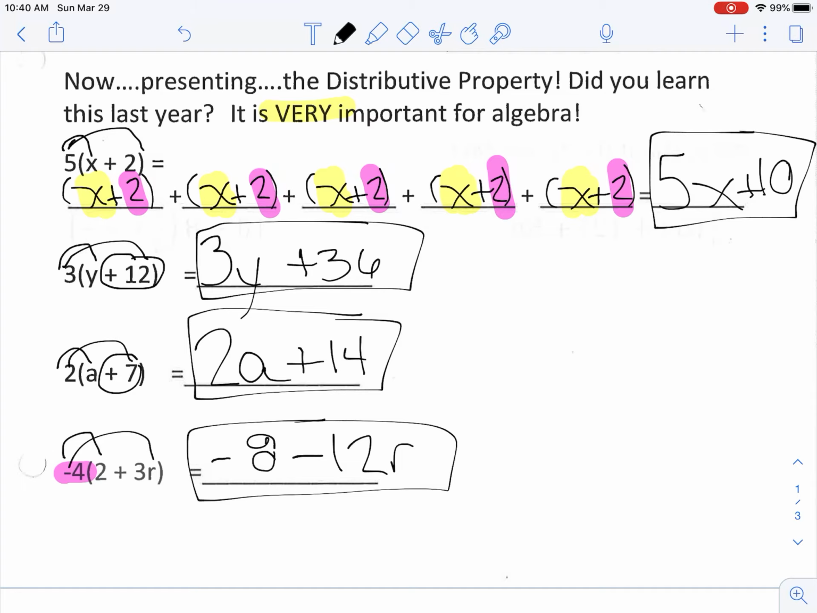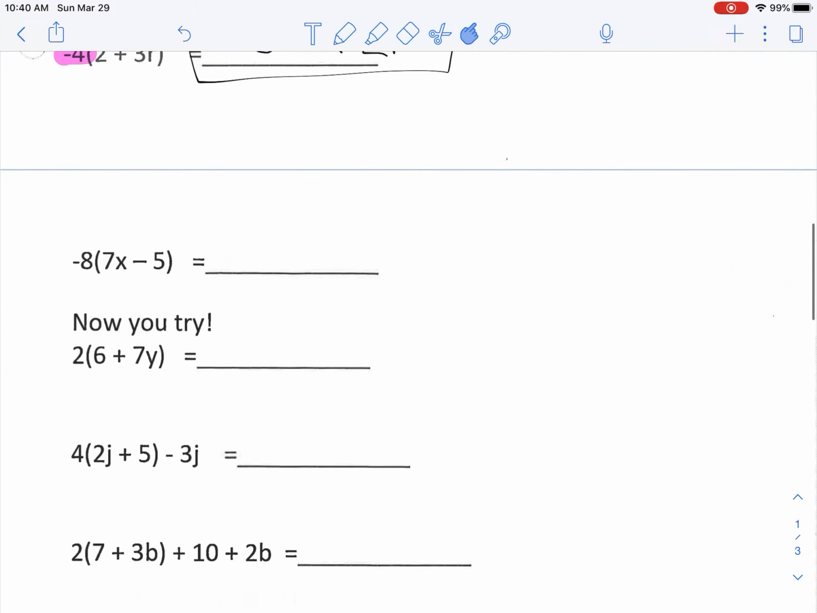All right, we are halfway there. Here we go. Negative 8 times 7x. Negative 8 times 7 is negative 56. So that would be negative 56x.